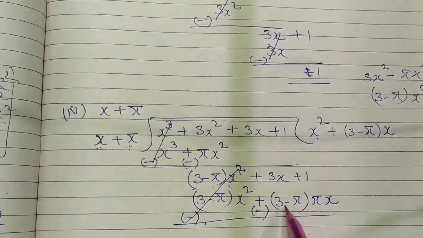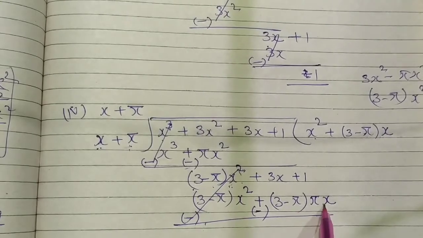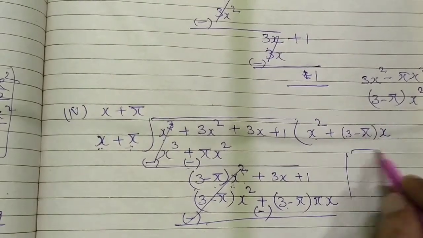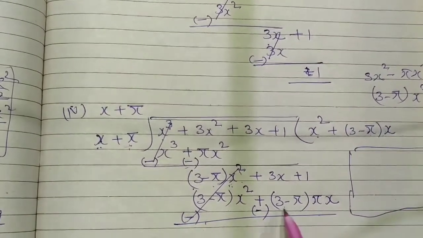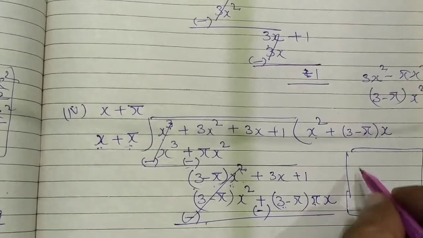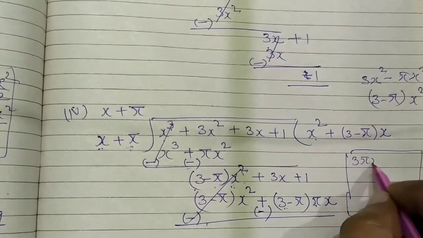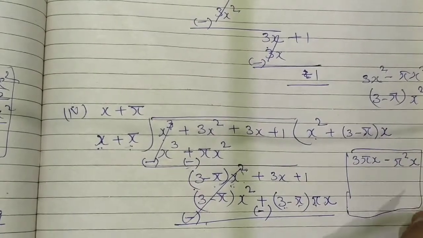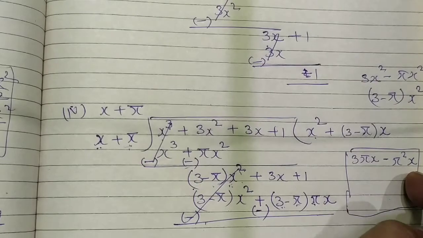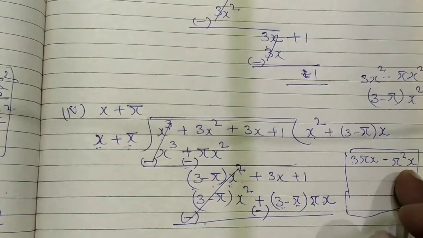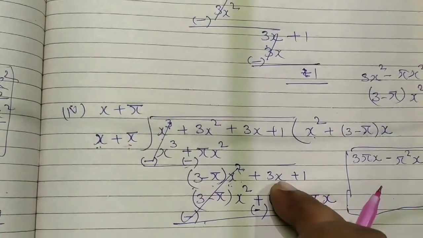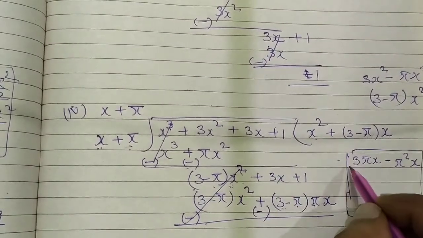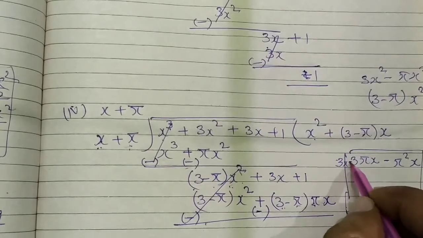Okay, let me explain this also. Whatever is outside the bracket multiplies with the inside. So let's draw a box here and solve it. It is this multiplied by this, you get 3 pi x minus pi square x, right? And from 3x we are going to subtract this one. So let's put 3x here minus like this.